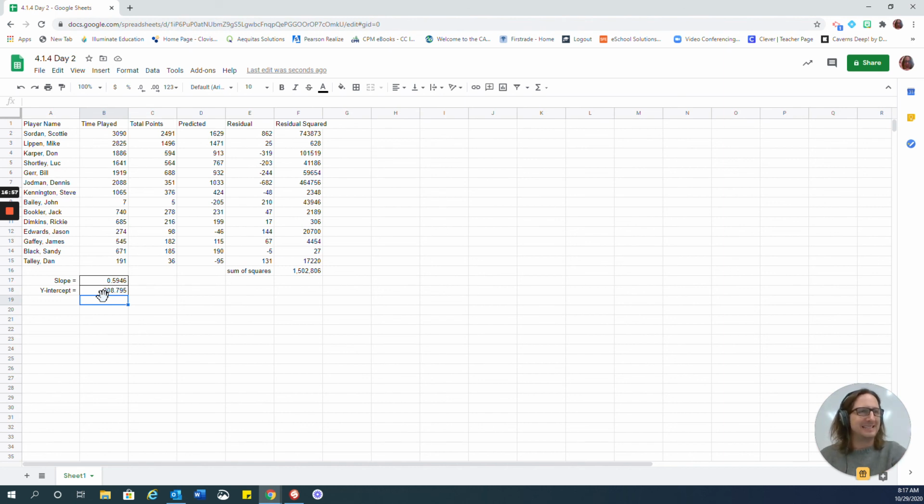Now you'll see how they did it. They got really close to Scotty Sorden compared to my line. So my line kind of left out Scotty Sorden and I had a huge residual right there. This one kept the residual a little bit closer. So there you go. There's our line of best fit. And it gives us a least squares of 1.5 billion.